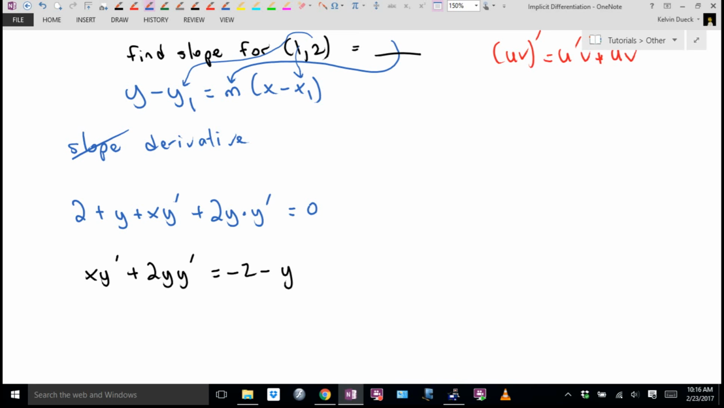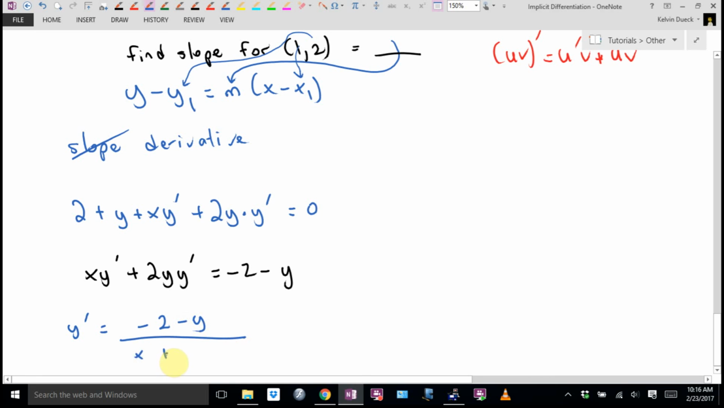So if you feel comfortable, you can, if you get good, say, you know what, y prime is going to be the -2, the minus y is going to be on the top, and there's going to be an x and a plus 2y on the bottom. There's a shortcut I was always okay with taking. This is the equation for the slope. We want to find the slope at 1, 2.